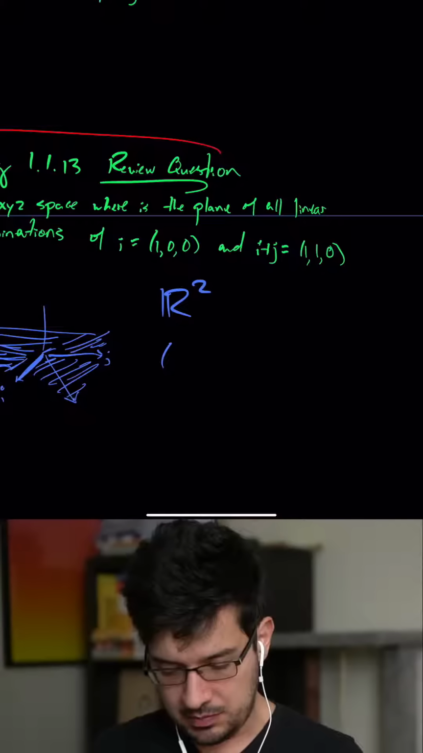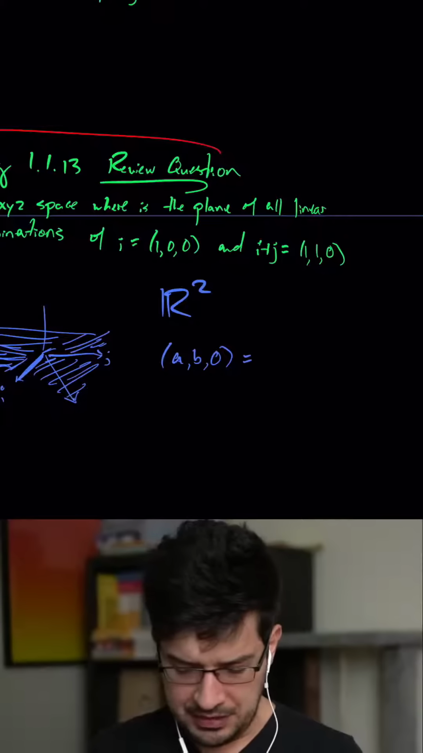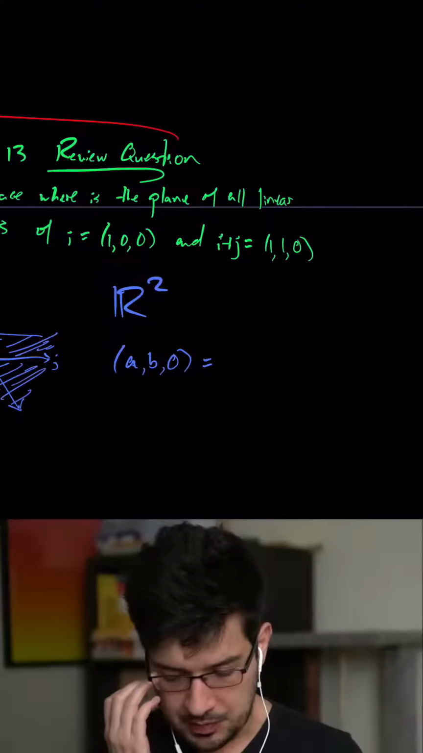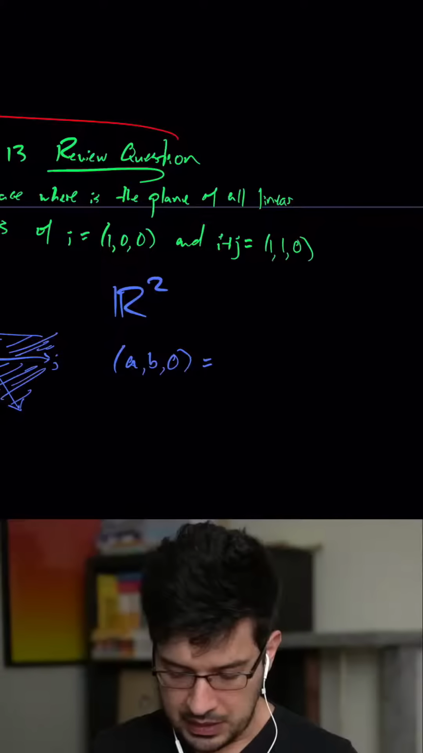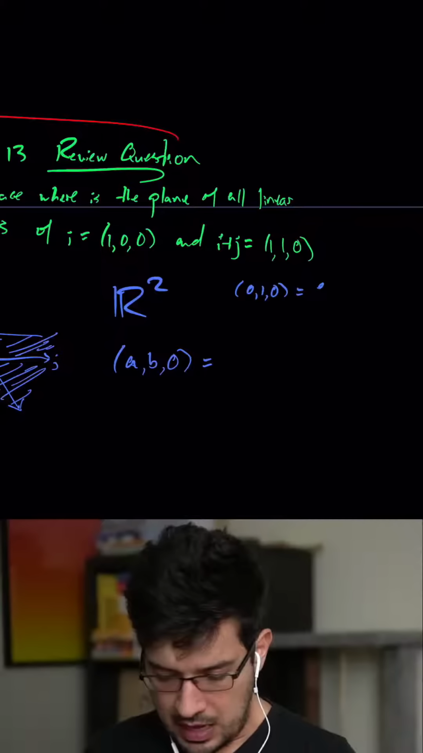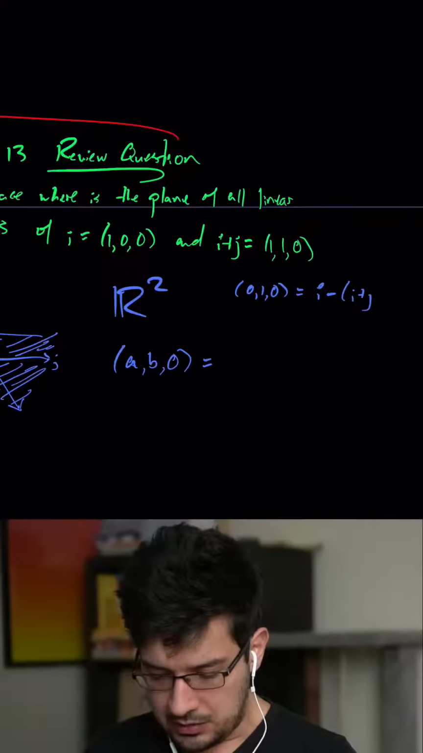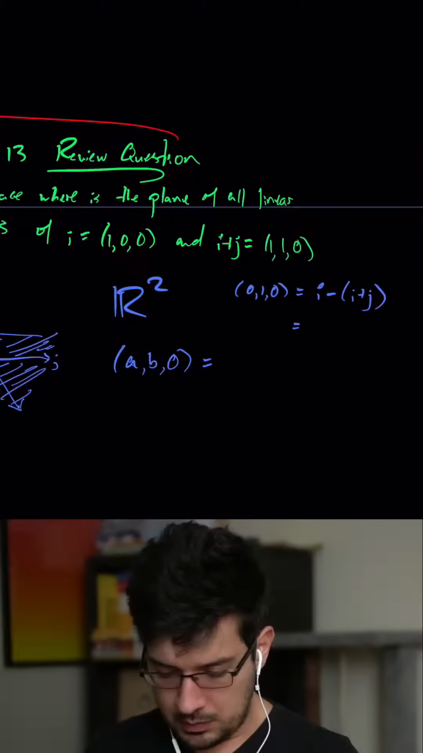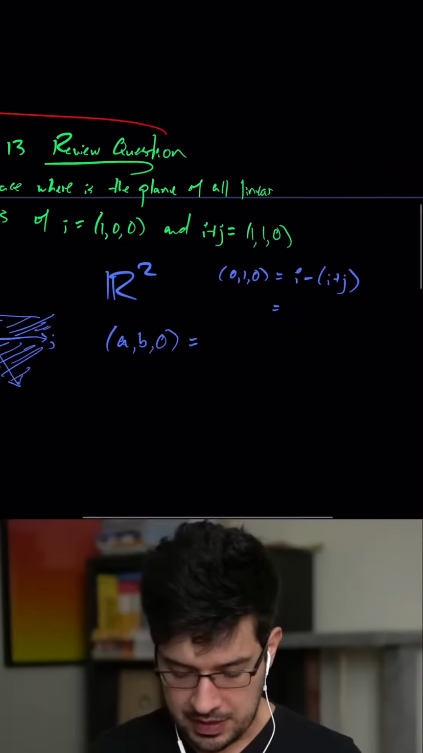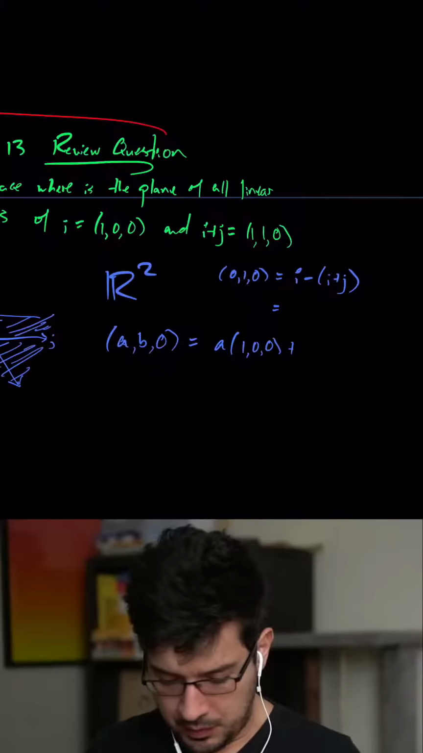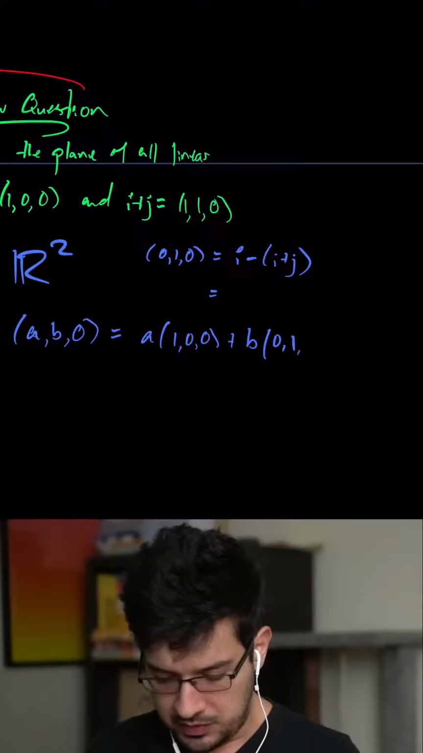Because any A, B, 0 can be written for sure as a combination of I and I plus J, because we can get 0, 1, 0 as I plus J minus I. So that is a linear combination of those two vectors, and therefore this is A times 1, 0, 0 plus B times 0, 1, 0.